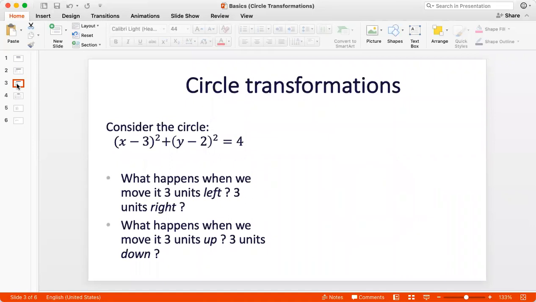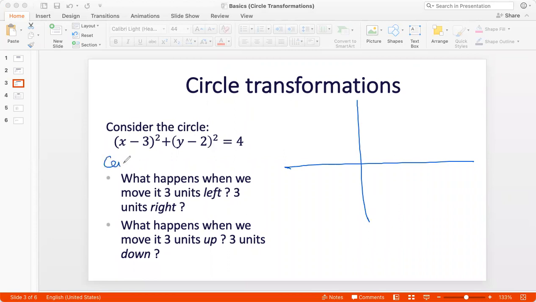Now, let's work with the circle and try and understand what happens when we shift it. So I have this equation, (x minus 3) whole squared plus (y minus 2) whole squared is 4. So my center for this would be (3, 2), and my radius would be 2, right? So this would be tangential to the x-axis, right? Because the y coordinate is 2 and the radius is also 2. So this is how my circle would look.